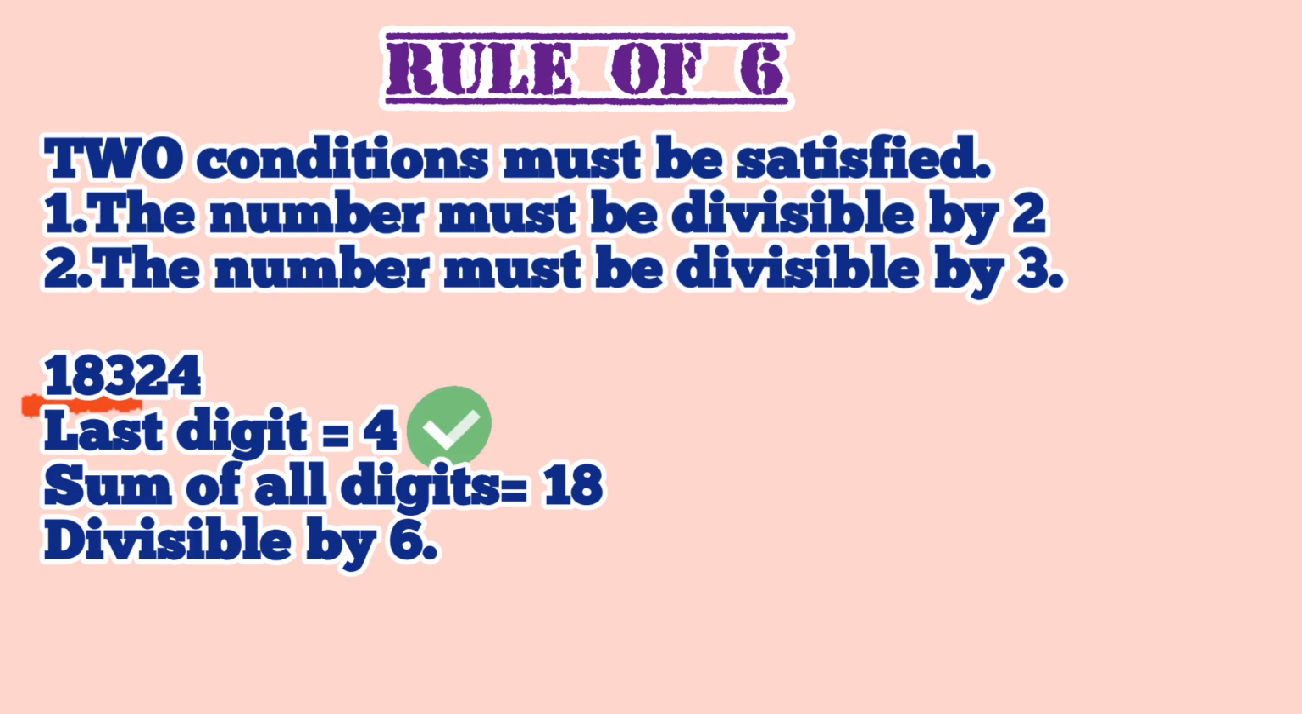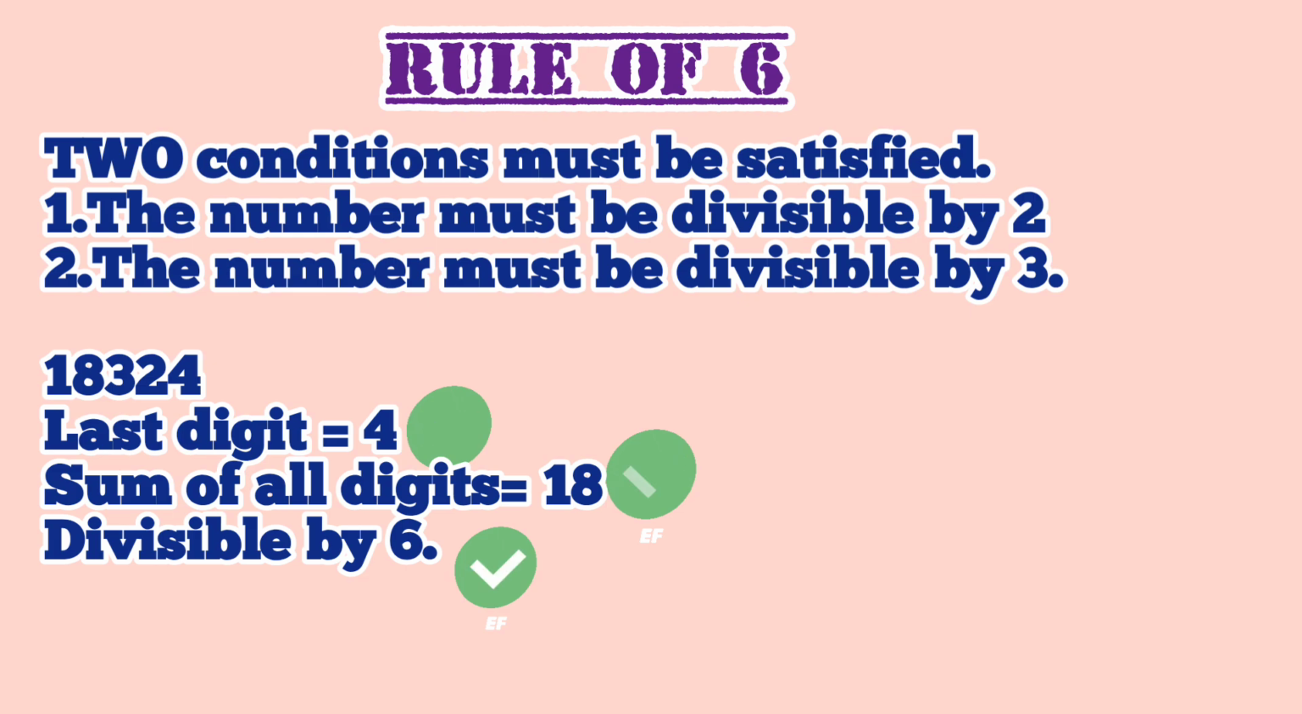Next, check the divisibility rule of 3. Find the sum of all digits. As I told earlier, find the sum of all digits. 1 plus 8 plus 3 plus 2 plus 4 is equal to 18. 18 is divisible by 3. Since both conditions are true, that is, the number is divisible by both 2 and 3, the number is divisible by 6.